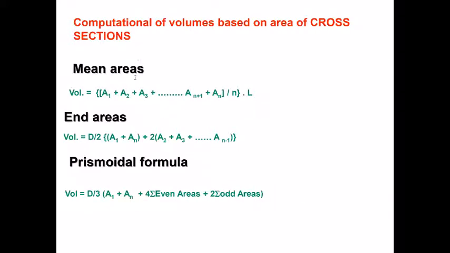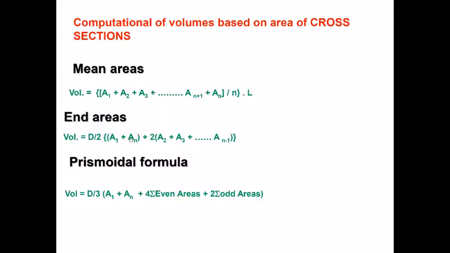So first was by taking the mean areas. The volume is given by whatever areas you have, you add them up, and you take the average, and then you multiply it by the length. That is basically more realistic when we are trying to find out volumes for projects which are longitudinal in nature. And then we have end areas, for which the equation is d by 2 multiplied by a1 plus an, which is the first area and the end area, plus 2 times the sum of the rest of the areas. So this is the equation that we did before as well.